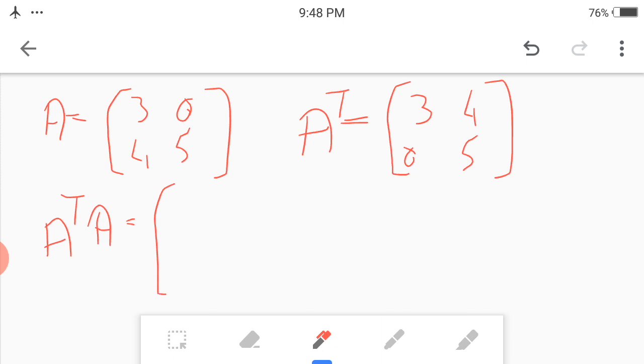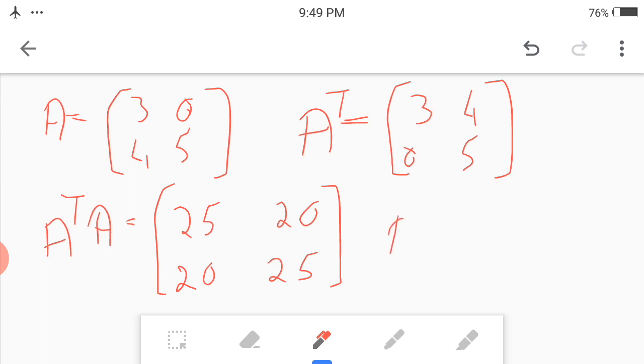If you multiply A transpose A, it will be 3, 4 into 3, 4. That's 25. Then 3, 4, 0, 5. That's 20. 20. The last is 4, 0, 5 into 4, 5. That's 25.